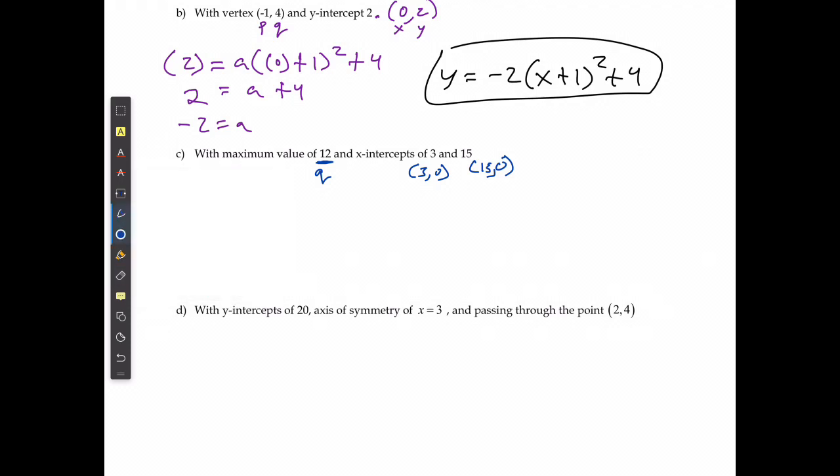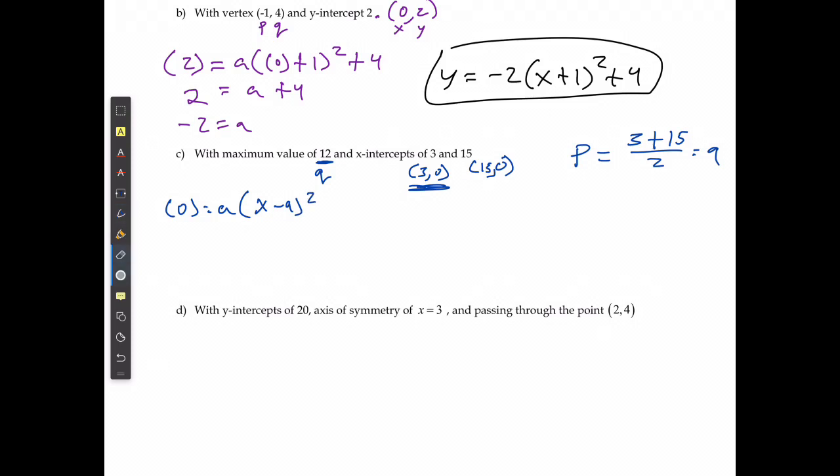So I can say that my p-value is going to be the average, or the two intercepts added together and divided by 2. And I wind up with a p-value of 9. Now I can solve for what my a value would be using one of the intercept points. I'm probably going to use the point with the smaller number. So I can say that y is 0 is equal to a bracket, p is 9, so x minus 9 squared.